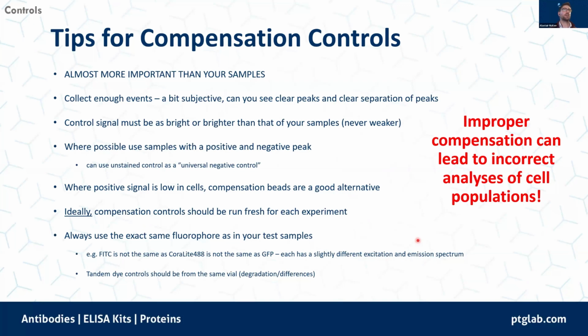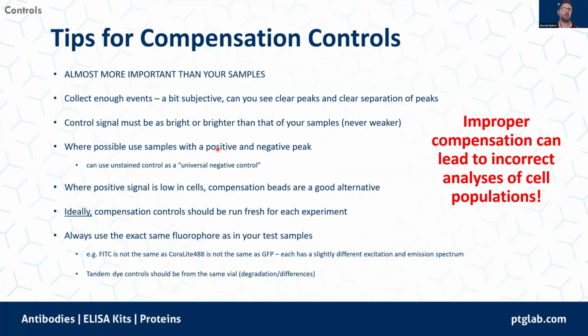Some tips for compensation. As I say, it's very important, almost more important than your samples. You want to make sure you collect enough events or enough cells. But the key here is that you see clear peaks and clear separation of your peaks between a positive and a negative population. Your compensation control signal should always be as bright or brighter than your samples, but never weaker.